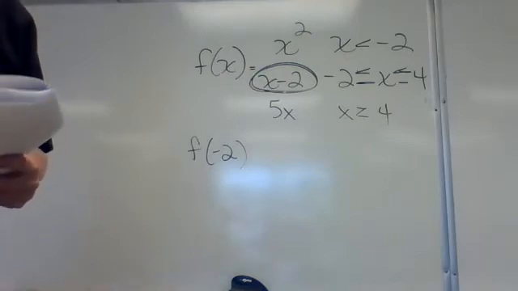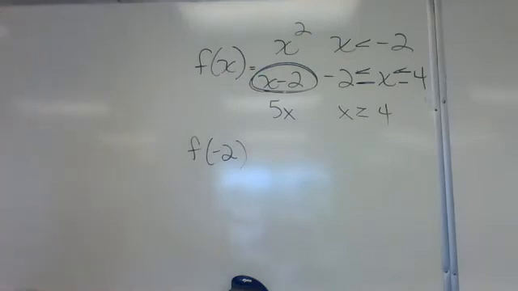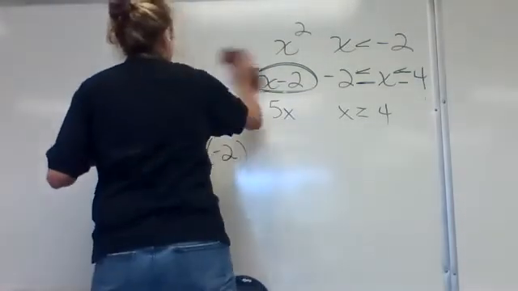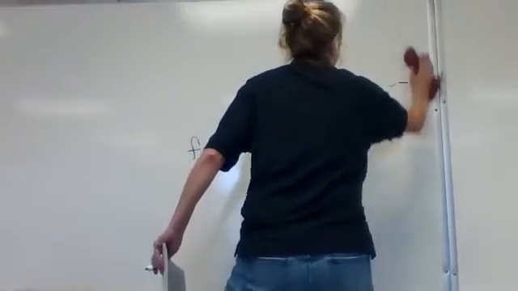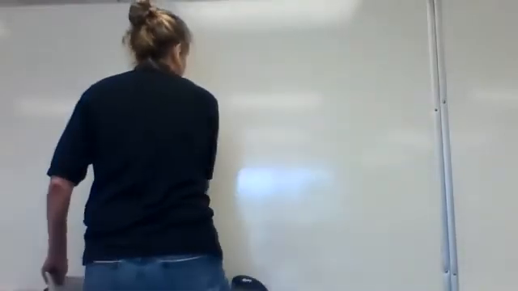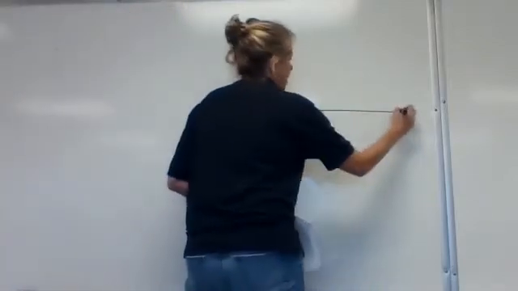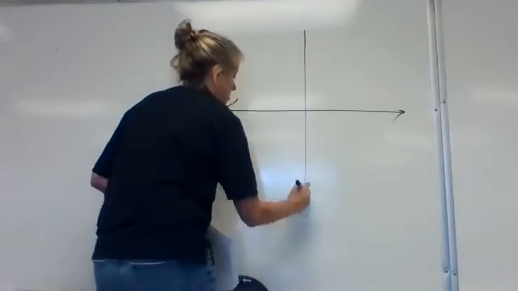All right, number 20 is the graph of a piecewise function, and it's asking on what intervals is it increasing, decreasing, and constant.